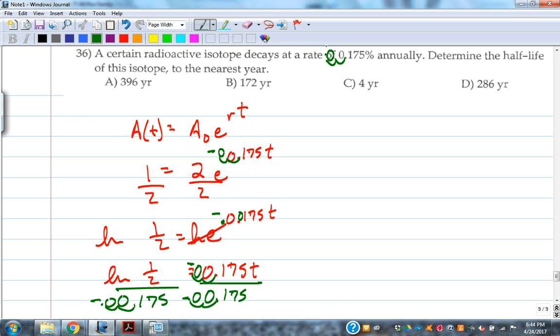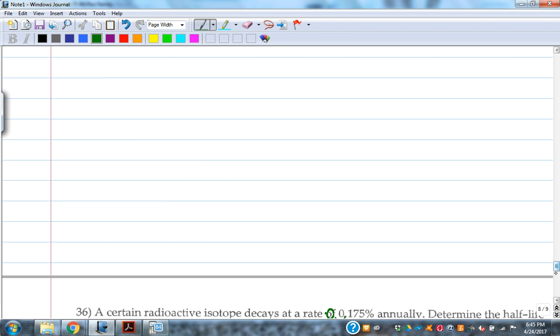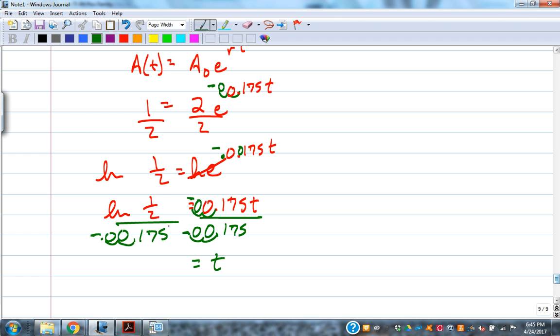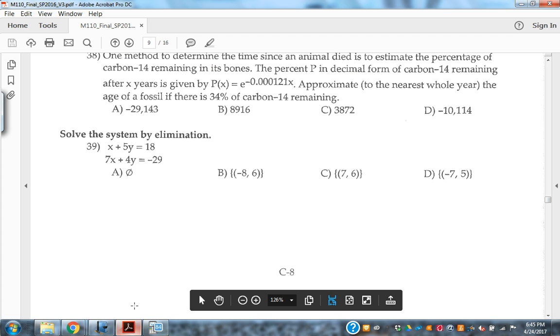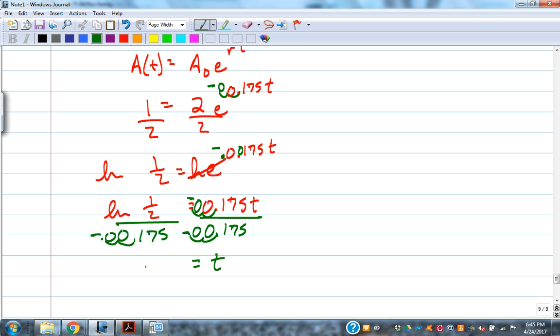Gotcha. And like on 38 when we worked it, we changed it to 0.34 instead of 34%. We're dealing with a much smaller number here. And then that would make that a positive answer of, was it 396? What did I do with my calculator? 396 years. Yeah, A. The answer choice A.